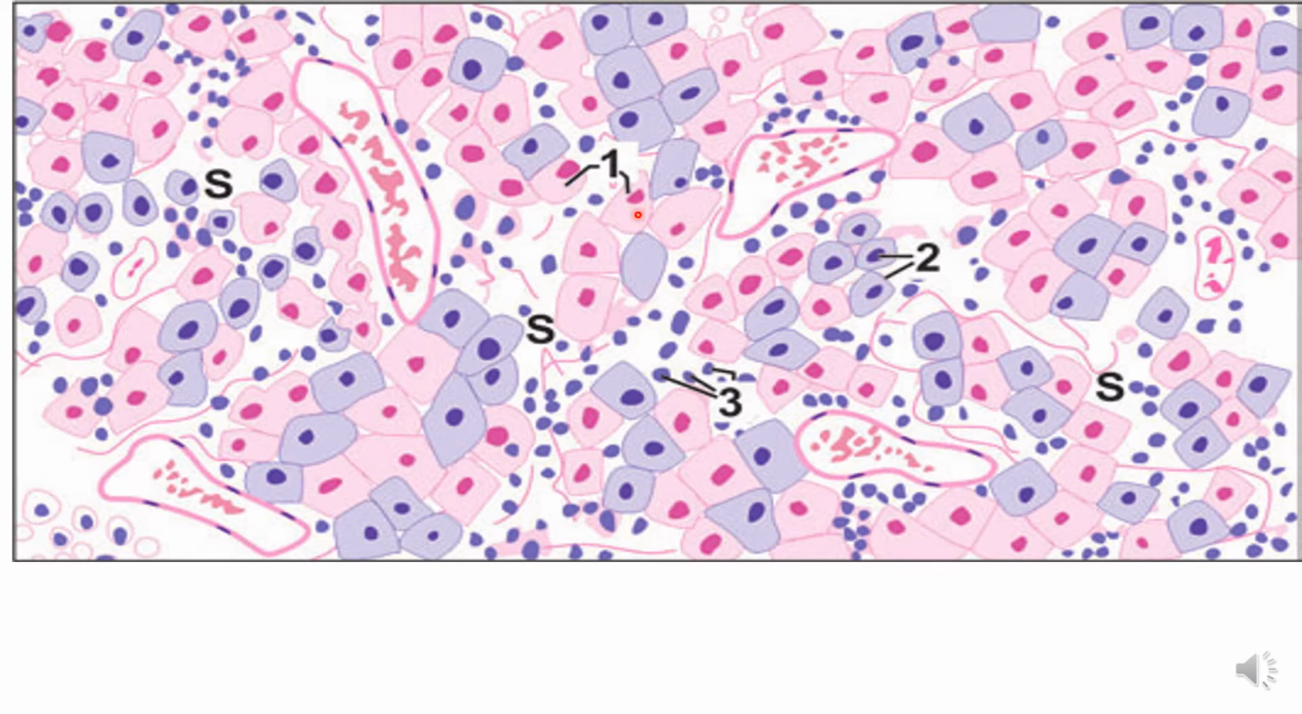Acidophilic cells are also known as alpha cells and basophilic cells are also known as beta cells. Then you have chromophobe cells like this, which don't take up any color because they have very few granules. And in between you have fenestrated sinusoids.